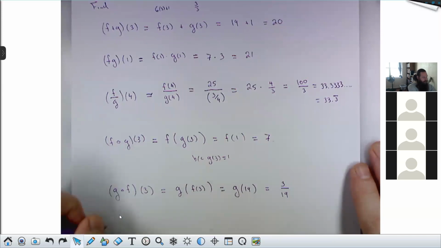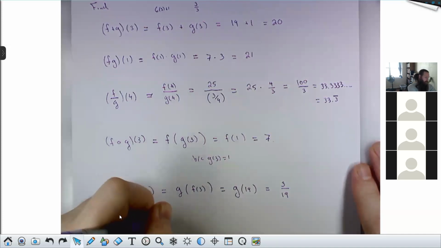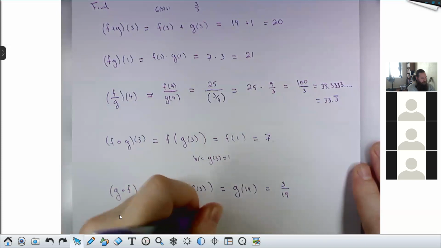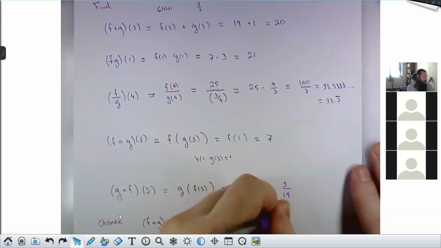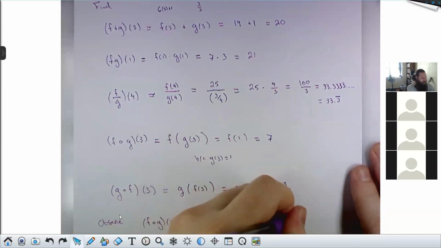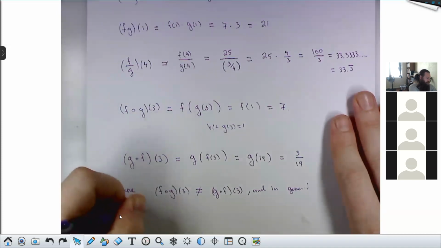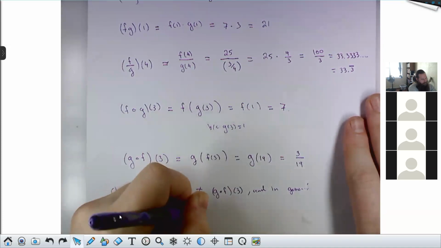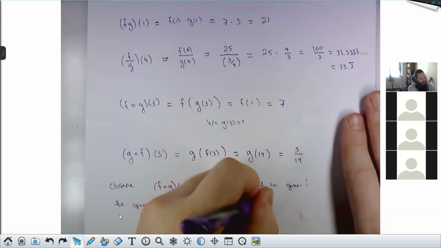So our first note here: f circ g of 3 is not equal to g circ f of 3. And in general, the operation of composition is not commutative.